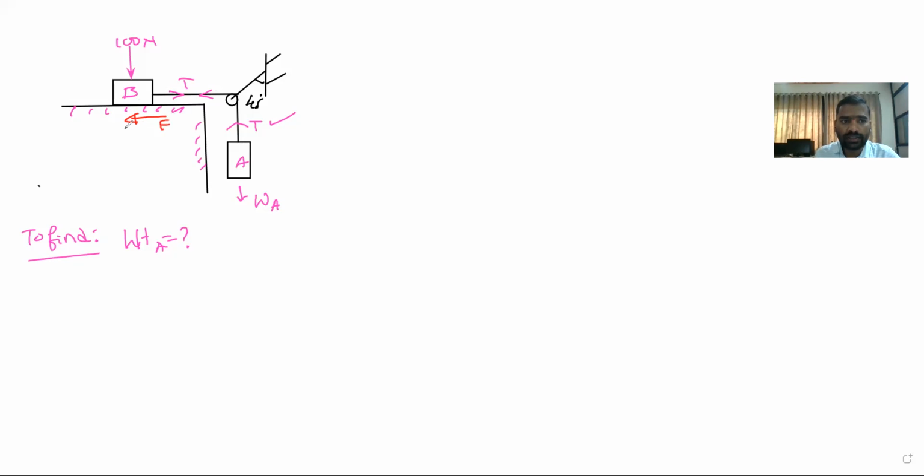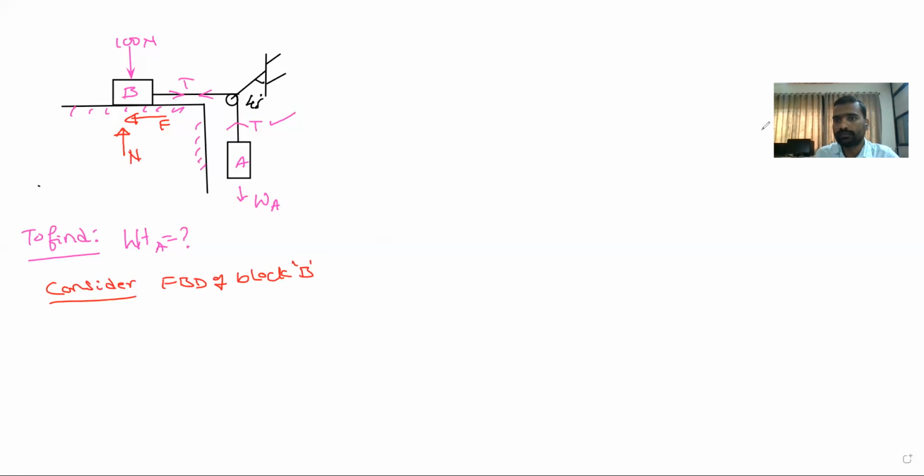And what about the normal reaction? Is the normal reaction acting upward or downward? Upward. Normal reaction is acting upward. Okay. So you have to consider the free body diagram, FBD, of which block, A or B? First, I need to find it from B. FBD of block B.